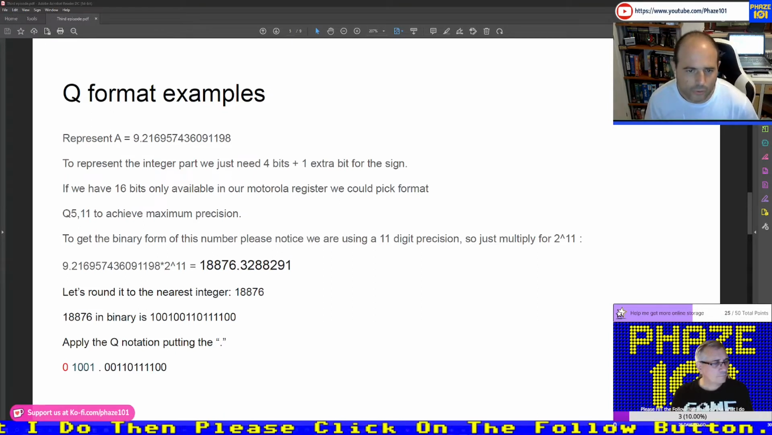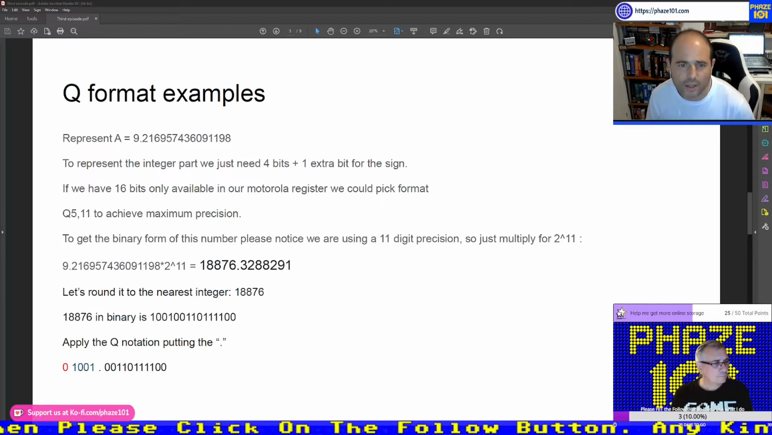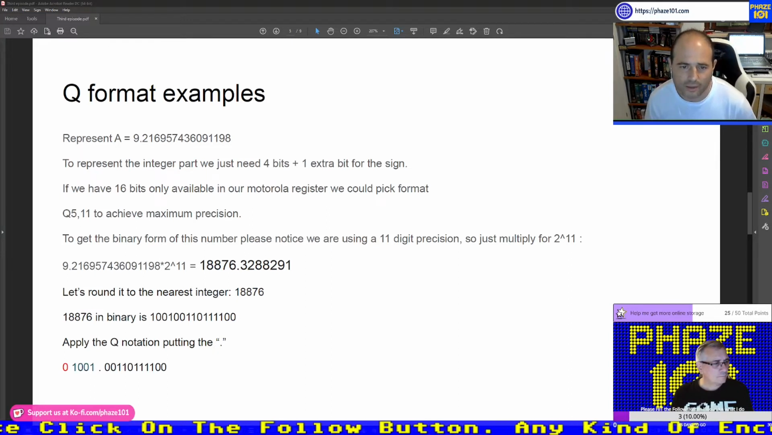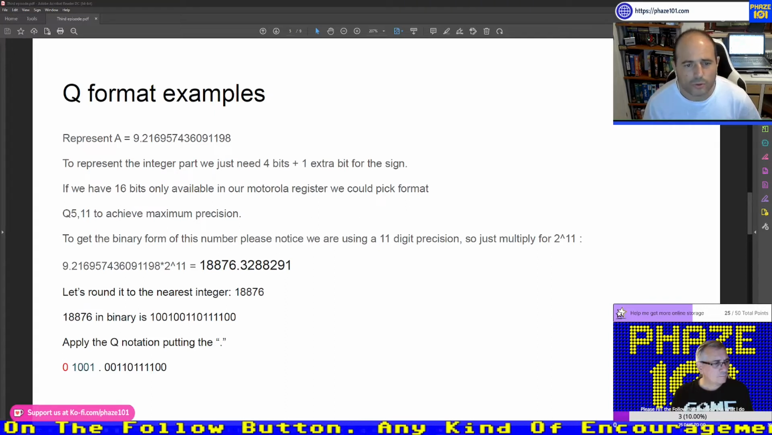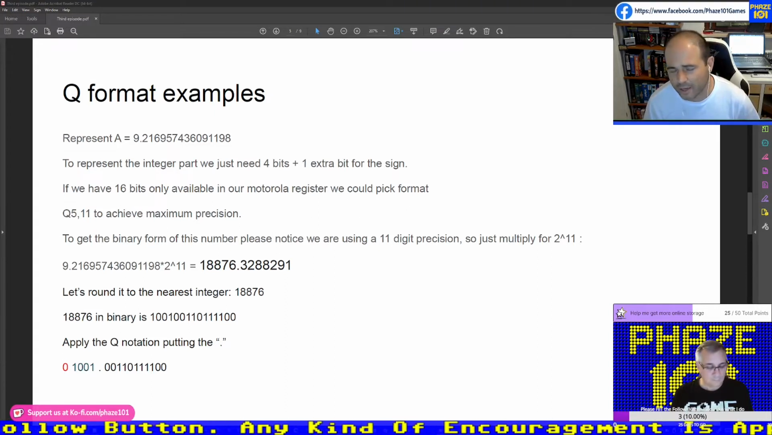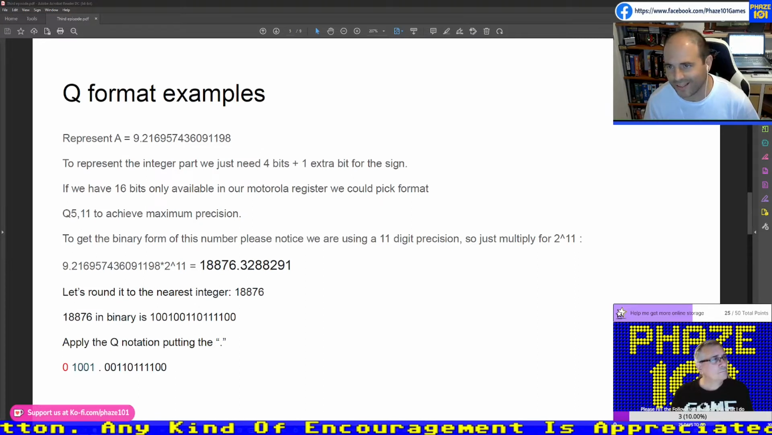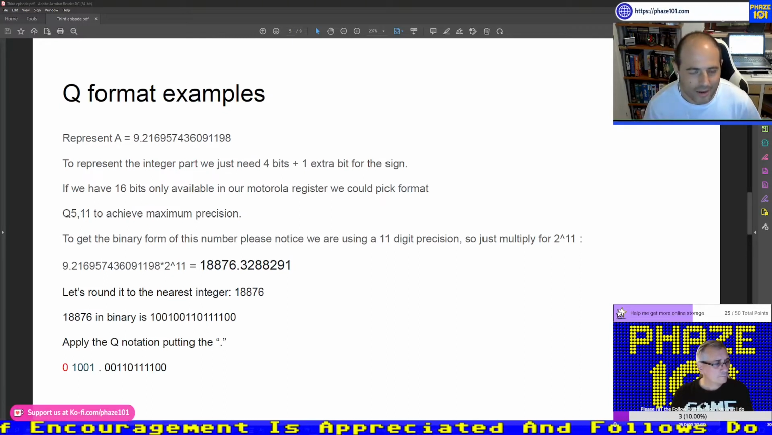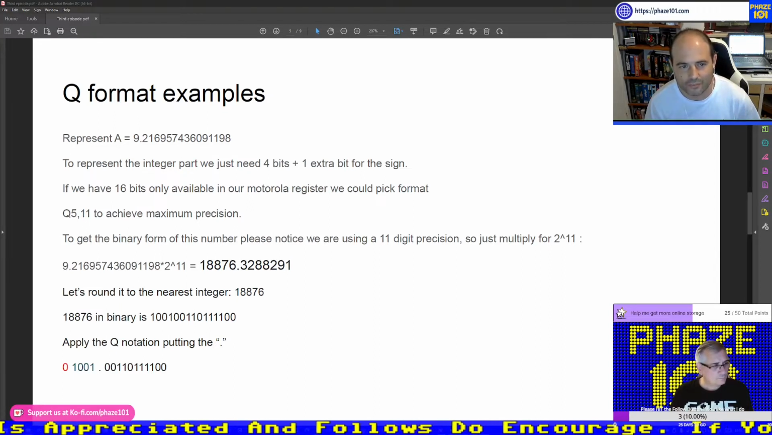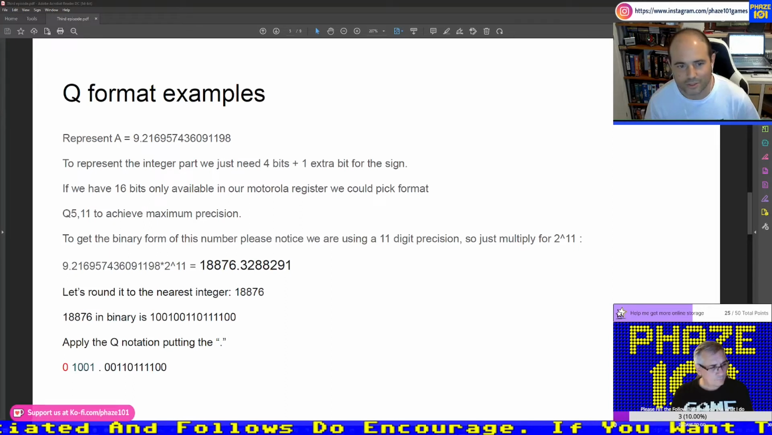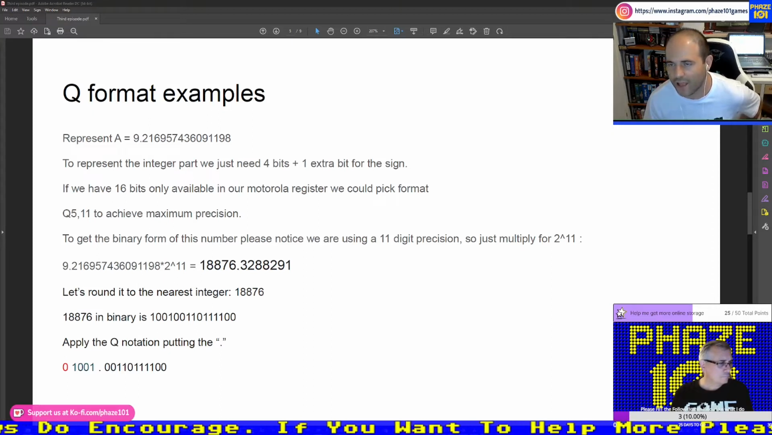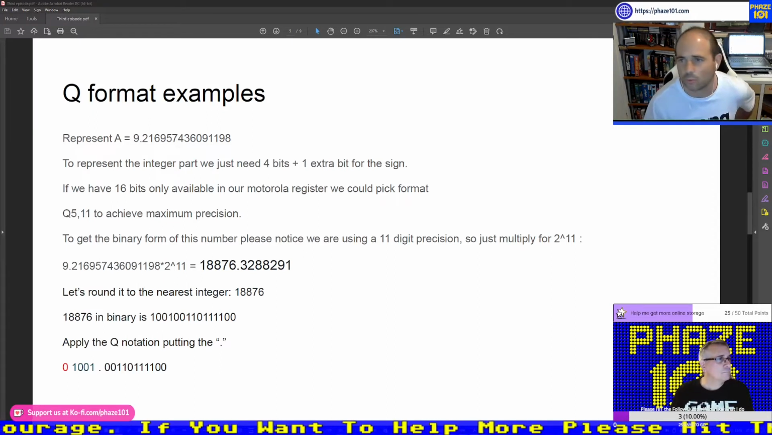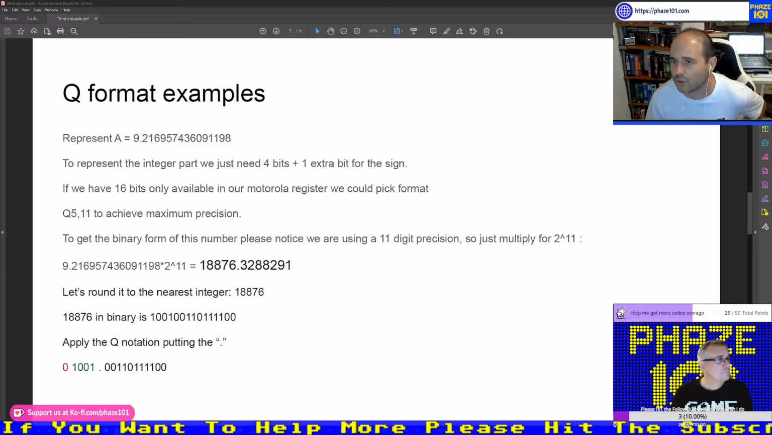So when you round it to the nearest integer, you end up with 18,876, and you do the conversion of this number in binary, which is also something that machines are much better at than humans. So the binary that you get is the Q5.11 format. You just know that there is a point after 5 integer digits, and that's it. This is what you have to write on your data register.